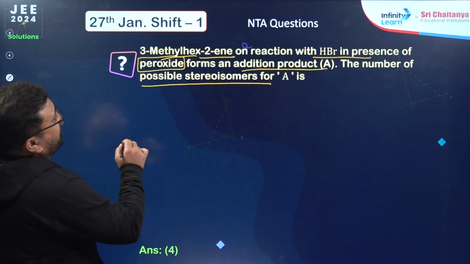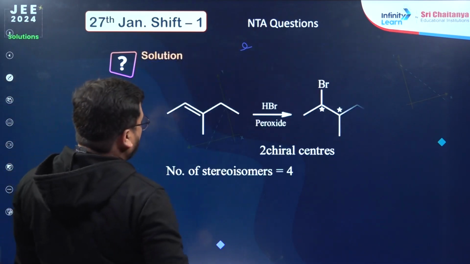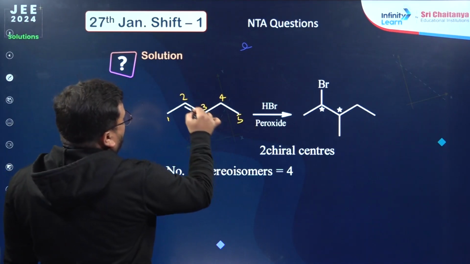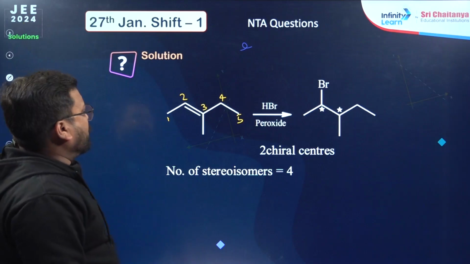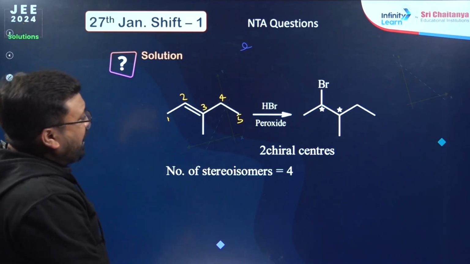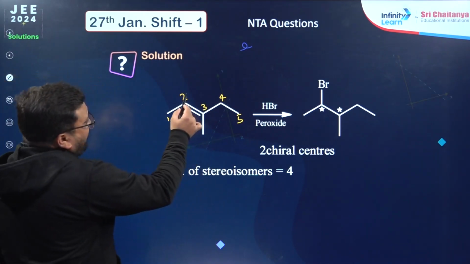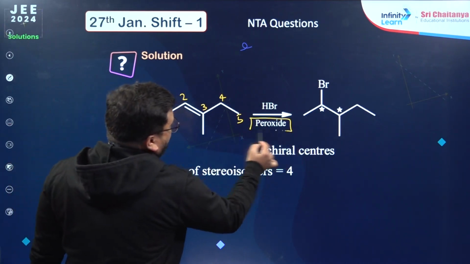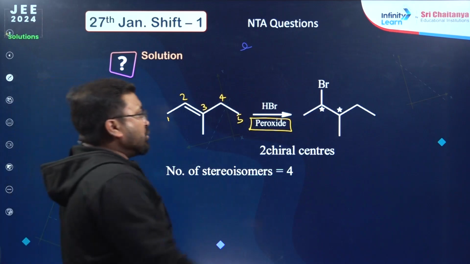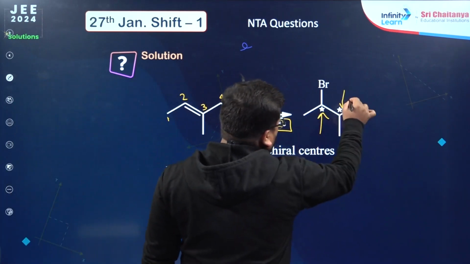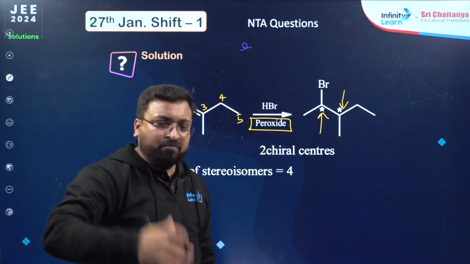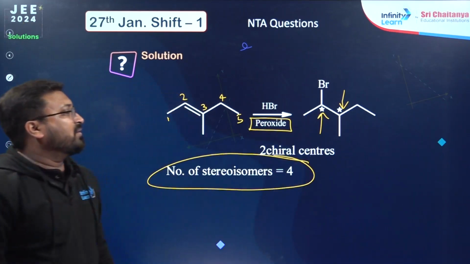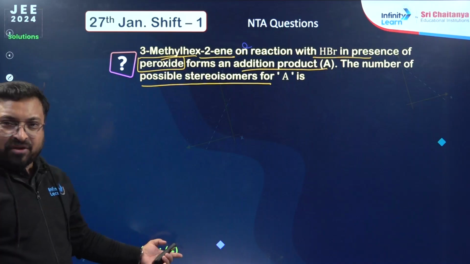So what is the initial compound? 3-methyl hex-2-ene. So this is 1, 2, 3, 4, 5. So this is 3-methyl hex-2-ene. Okay, so you know H will connect to this point and Br will be connected to this point due to anti-Markovnikov rule. Okay, and there are 2 chiral centers, this and this. So you will find also its pair. So there is 2 plus 2, 4. 4 will be the right answer. There are 2 chiral centers. So this becomes very easy for you.